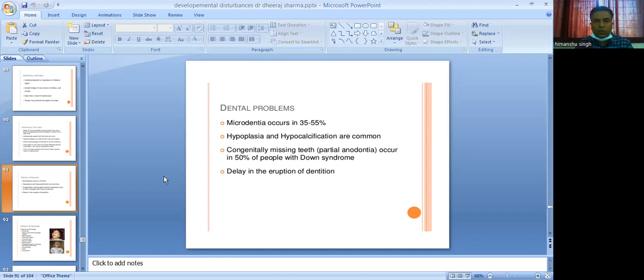Some dental problems are also encountered. Microdontia is seen in 35 to 55% of the cases. Hypoplasia and hypocalcifications are also common. Congenitally missing teeth occur in 50% of the cases. There is a delay in the eruption of dentition.